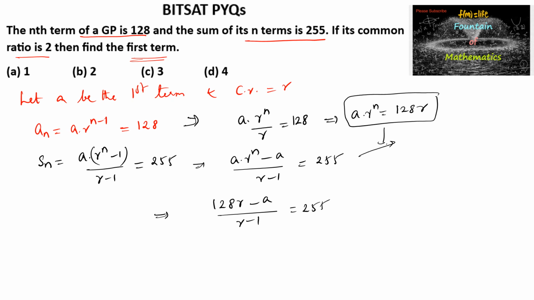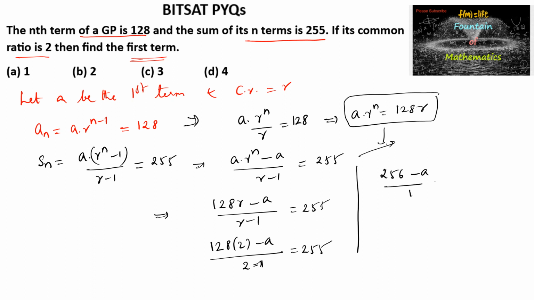Since R is equal to 2, (128 into 2 minus A) upon (2 minus 1) is equal to 255. Further we can write (256 minus A) upon 1 is equal to 255. So A is equal to 256 minus 255. So A is equal to 1. So the first term is 1, which is option A.